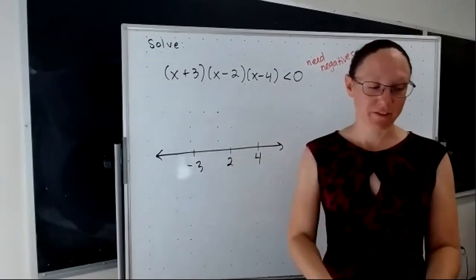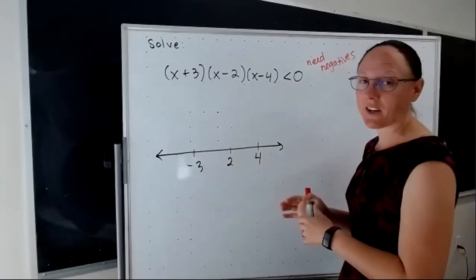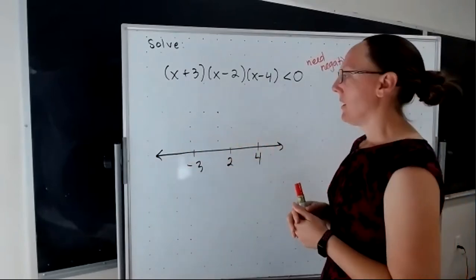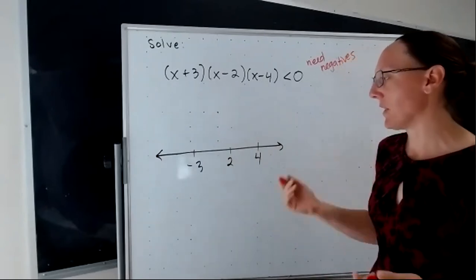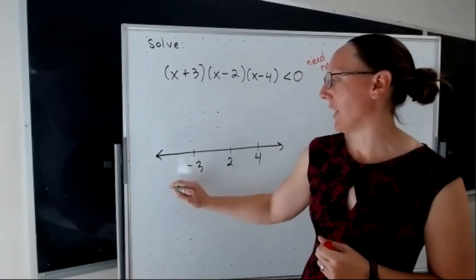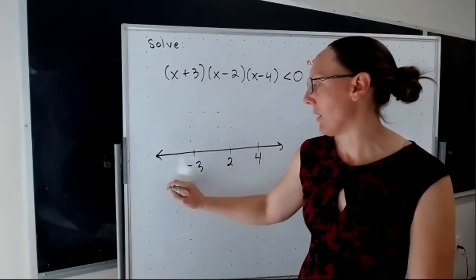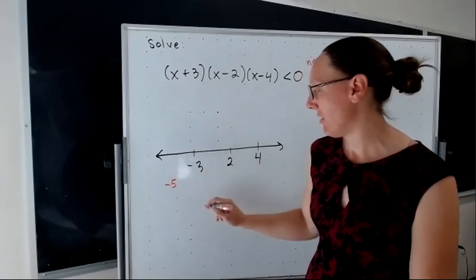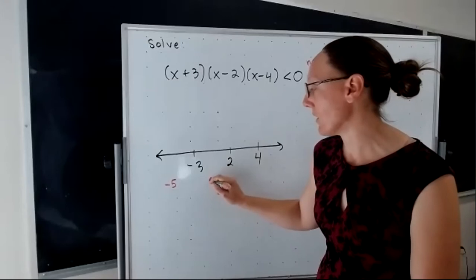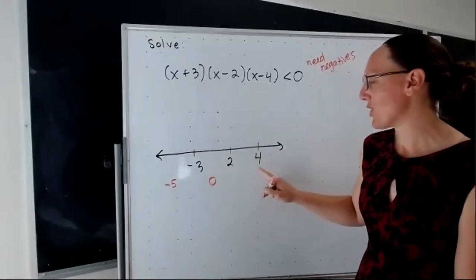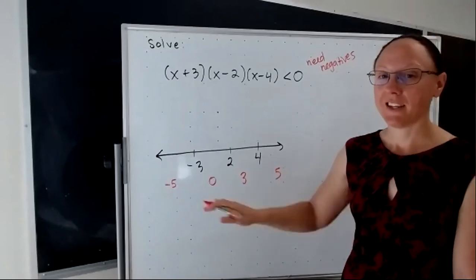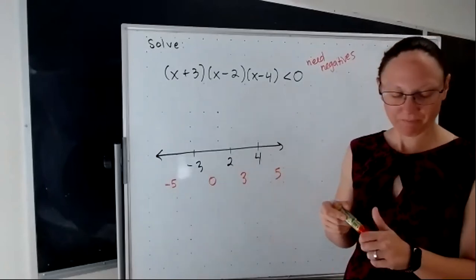And now I only have to think about what are some test numbers that we can plug in each part. So if I'm thinking about test numbers here, I can put in, I don't know, how about -5 between -3 and 2. If I've got a negative and a positive, personally, I'm always choosing 0. Between 2 and 4, how about a 3, and bigger than 4, how about a 5?